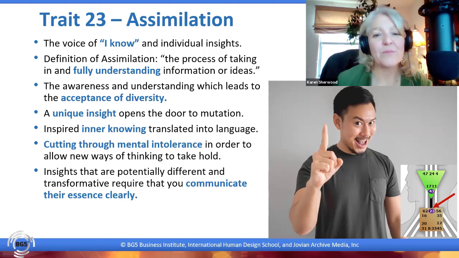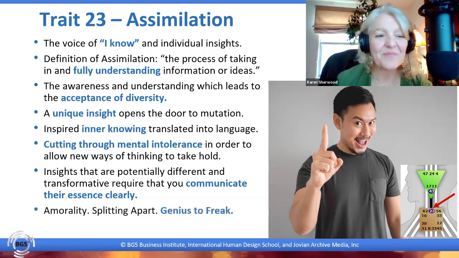With insights and things that are potentially different and transformative, it does require that you communicate their essence clearly. This is also a projected trait, a projected strength, meaning that it needs to be recognized and invited. So timing is everything. And here are a few other words that I think are really interesting connected to assimilation: amorality, splitting apart, and genius to freak.